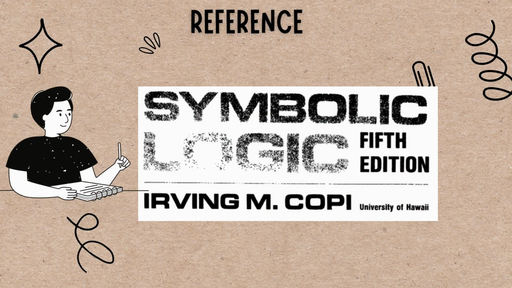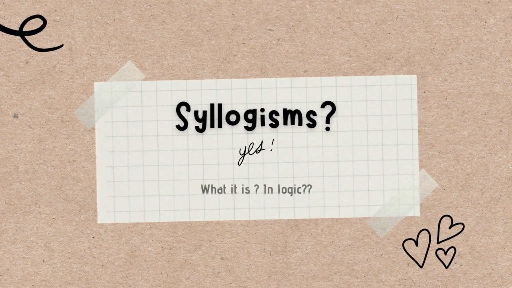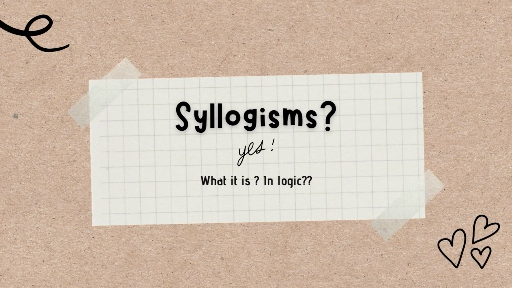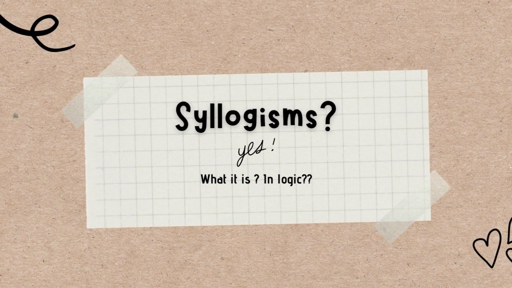We are taking reference of Symbolic Logic, 5th edition, written by Irving Copi from the University of Hawaii. Today we are going to see about syllogisms. Yes, you heard it right. So, what is it in logic? Let's see.